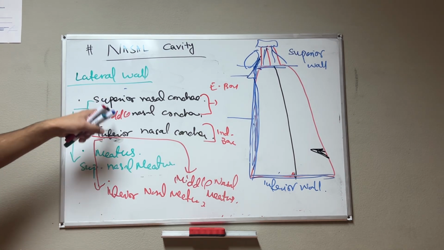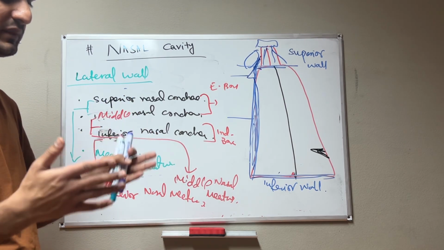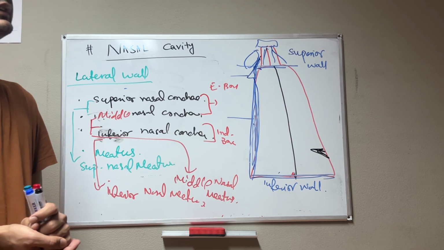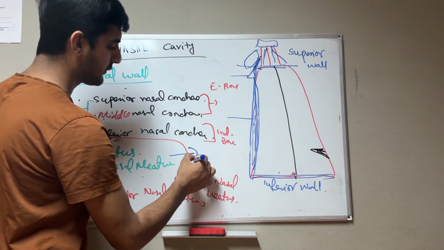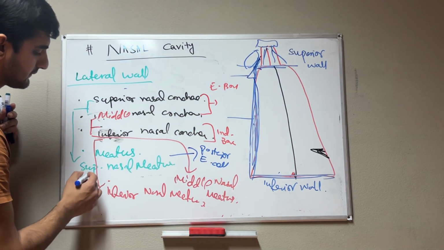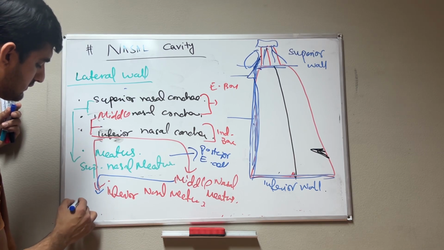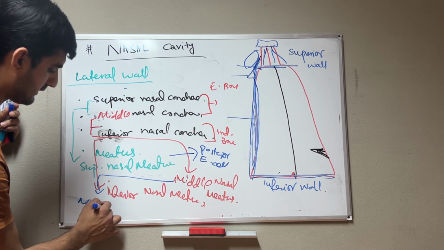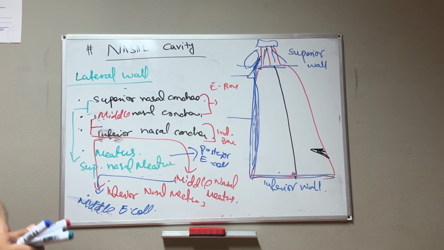But we discussed the superior nasal meatus also, and if you remember when we discussed the bony labyrinths, we discussed the ethmoidal cells. We have posterior, middle and anterior ethmoidal cells. In the superior nasal meatus, the posterior ethmoidal cells take part. In the middle we have the middle ethmoidal cells. These ethmoidal cells take part in the lateral wall of the nasal cavity.